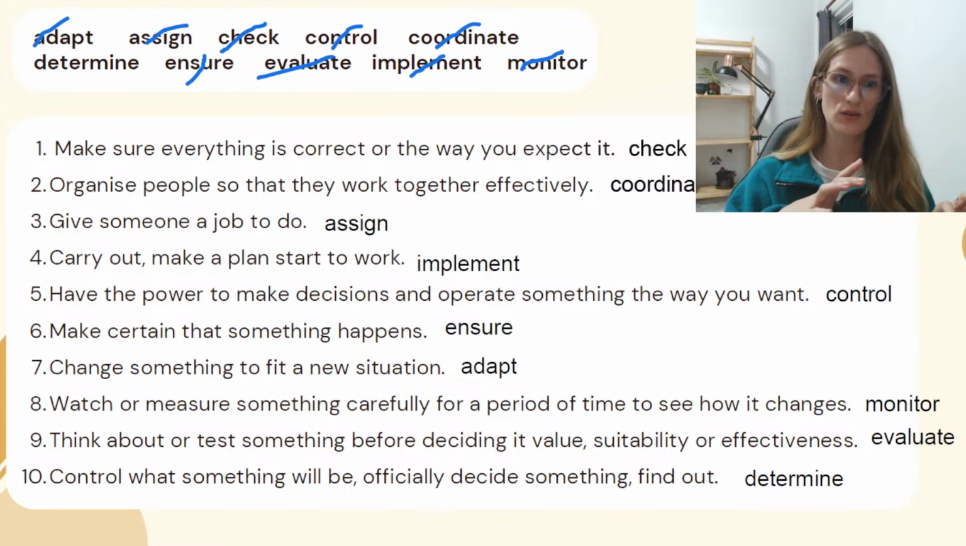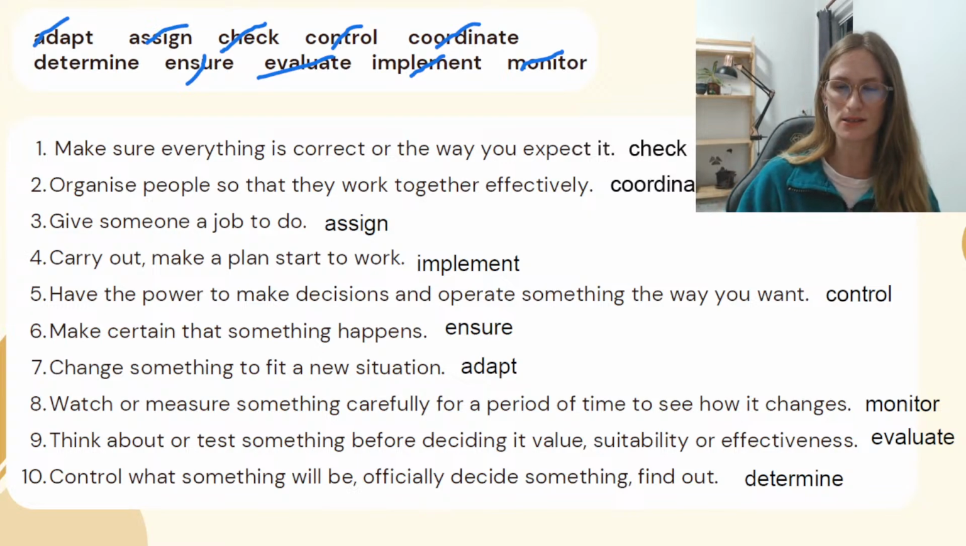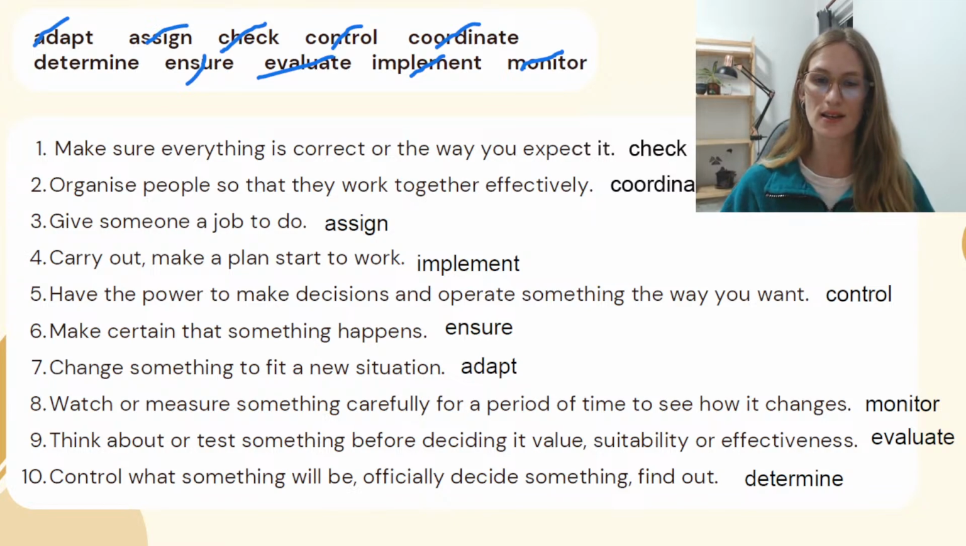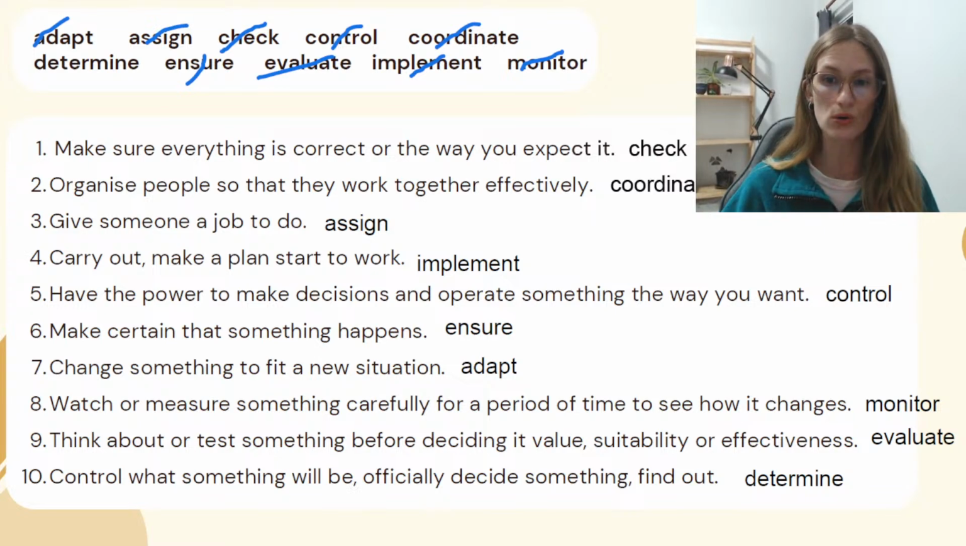What we do now will have an effect, will control the outcome. Officially decide something is if you say, we have determined that we want to do this. Or it will be determined today, we will officially decide. And to find out is if you were to say something like, we need to determine what the cause was, what the problem was.